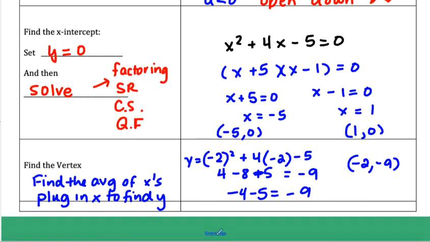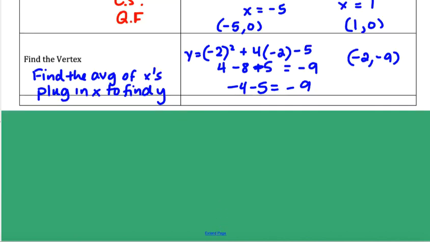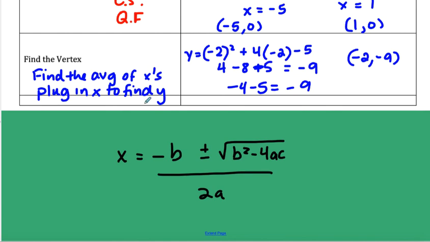Now I want to take a step back to that vertex for a second. We're going to talk more about this tomorrow, but I want you to think about it tonight. Yes, if you have the x-intercepts, you can always find the average of the x's. But there's one part of the quadratic formula we haven't used yet. We've used the discriminant, the b squared minus 4ac under the plus or minus. But there's also x equals negative b, all over 2a. We haven't used this part. I'd like you to think about how that might relate to finding the vertex. We're going to talk about that more tomorrow.